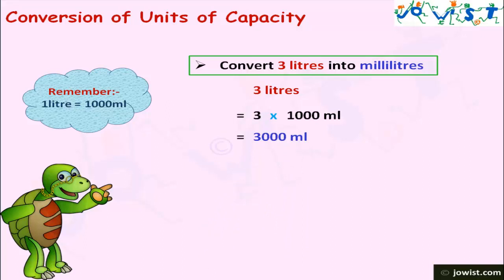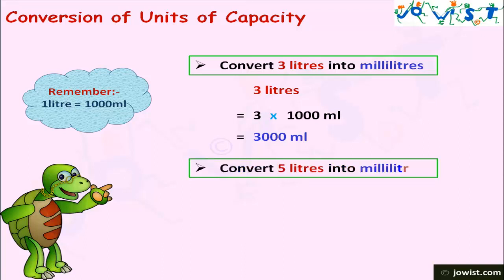Let's take another example. Let's convert 5 liters into milliliters. Again, we know 1 liter is equal to 1000 milliliters. We will multiply 5 with 1000. This will make liters into milliliters. The result is 5000 milliliters.